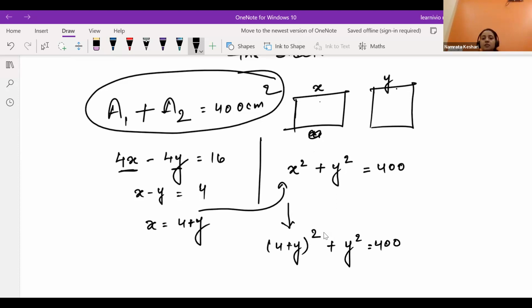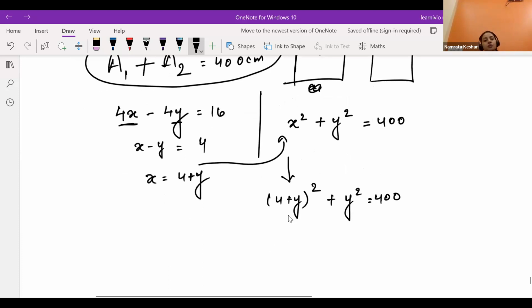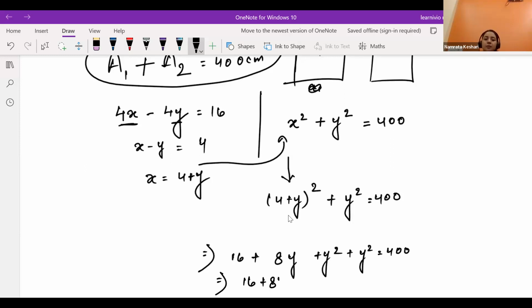From here we can see definitely we are going to get a quadratic form. So this question belongs to quadratic equation. No worries, we have taken two different variables, that is completely okay. Now we'll focus on solving this one. a square is 16, b square is y square, 2ab is 8y, plus y square, equals 400. Now we'll be having 16 plus 8y plus 2y square is equals to 400.